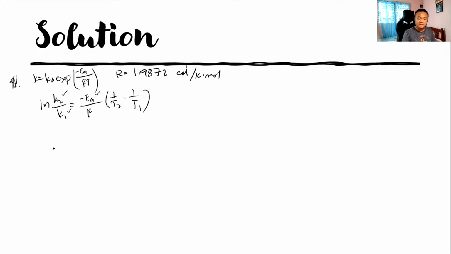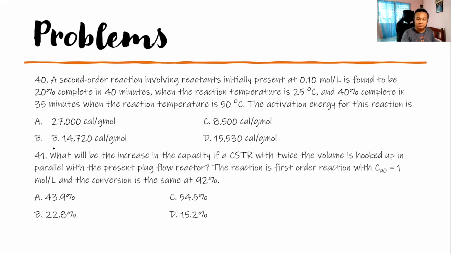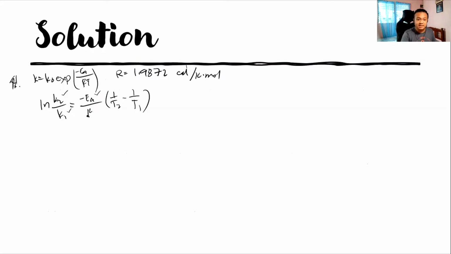But we can obtain that from the information given, di ba? So let's list that. So ngun sa first condition, we have, di ba, 20% done daw. So 20% ang conversion. Then T1 is 40 minutes. It's done in 40 minutes, and then the temperature 1 is 25 degrees Celsius or 298 Kelvin.